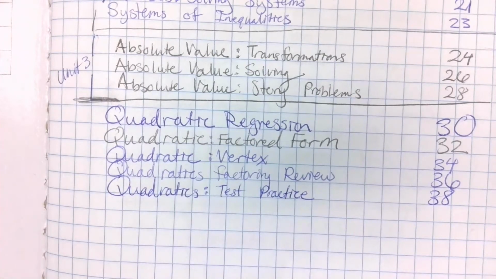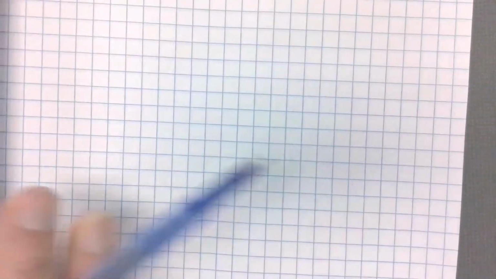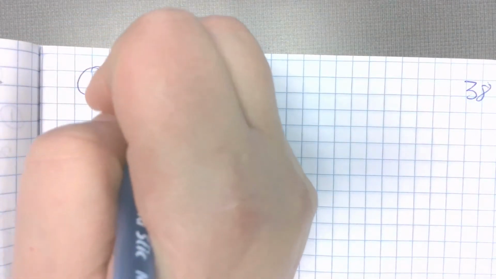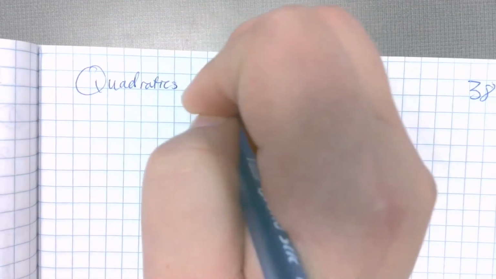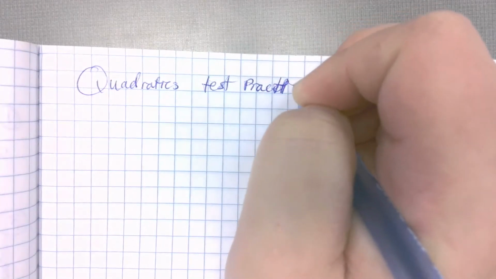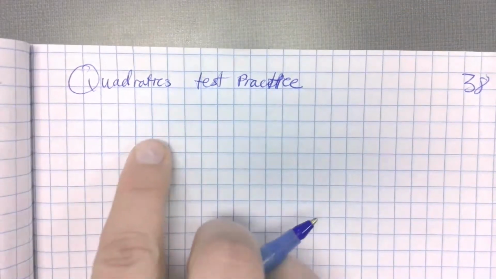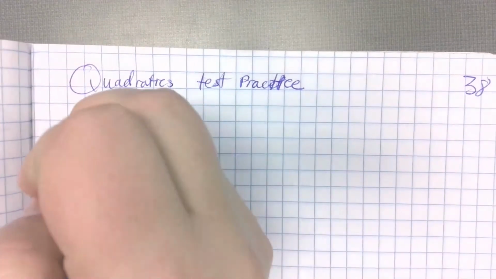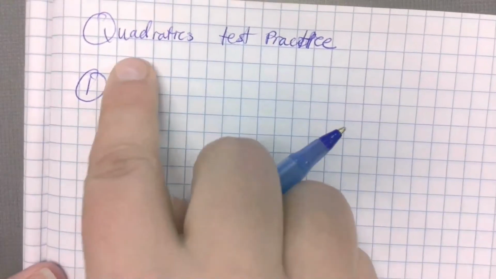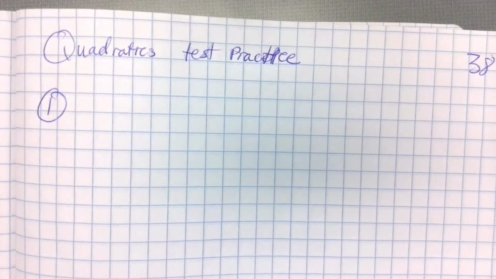Okay, so it looks like we got about half of us there. I'm going to go ahead and slide over to page 38. Please put the title at the top. I wrote poorly, but it's Quadratics text practice. And then the rest of this, don't write down because you're going to have different questions than I do, okay? So once you have this written down, stop writing and just watch.